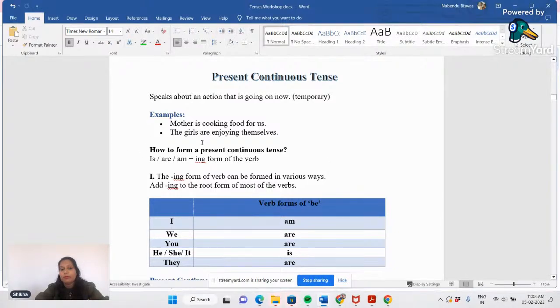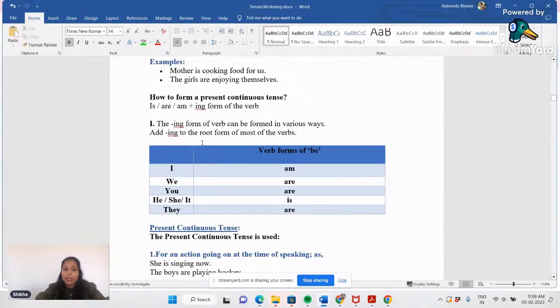Like, mother is cooking food for us. So if somebody asks you what is your mother doing, what will you say? Mother is cooking now, right? So now, at the moment of speaking, she is doing that activity, and that's why we are using present continuous tense. What is the structure?